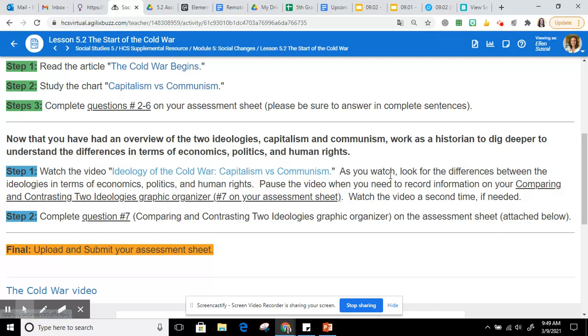And as you watch, look for the differences between the ideologies in terms of economics, which is money, the government's money, a country's money is economics. Politics is the government. And human rights are the rights of the citizens, the rights of the people that live in that country.